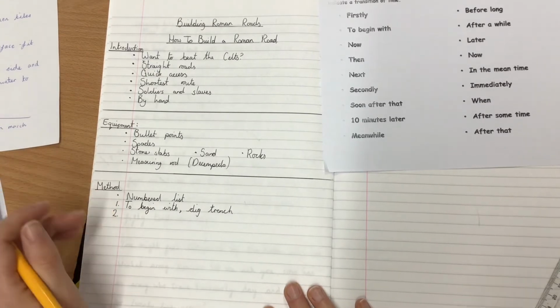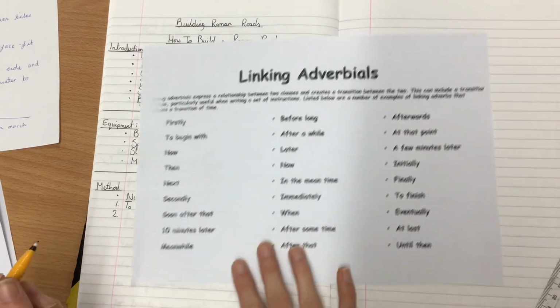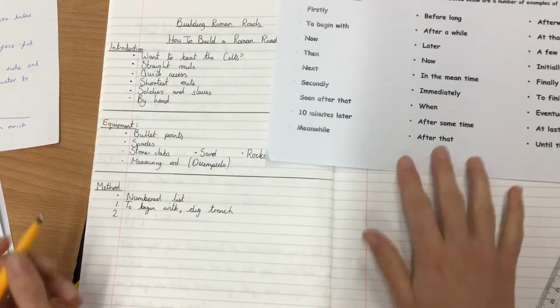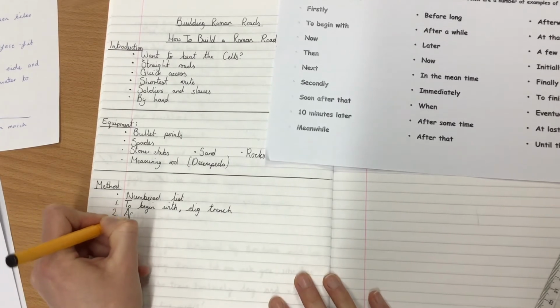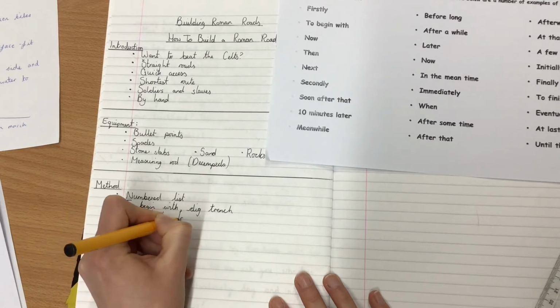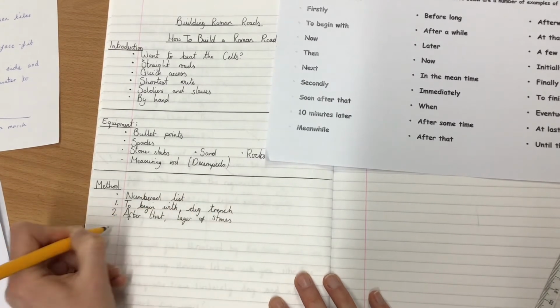So then the second point, layer of stones next. They're going to create a layer of stones. I might use after that. After that, comma, layer of stones. And obviously tomorrow I'll make that into a full sentence.